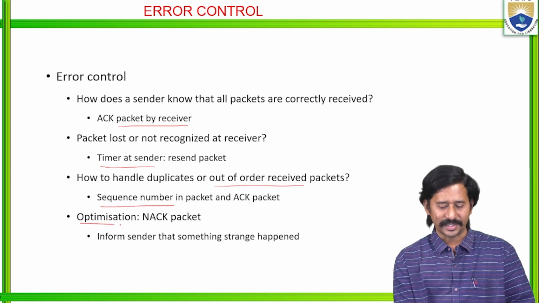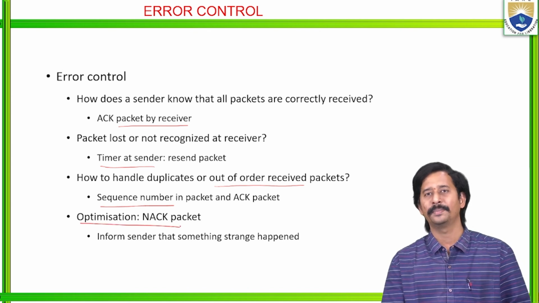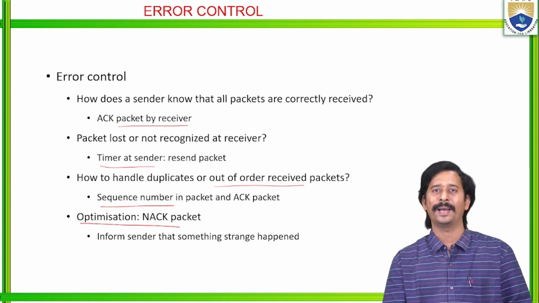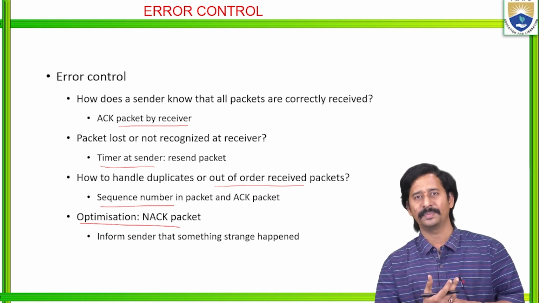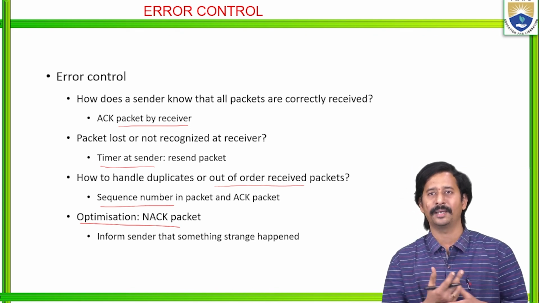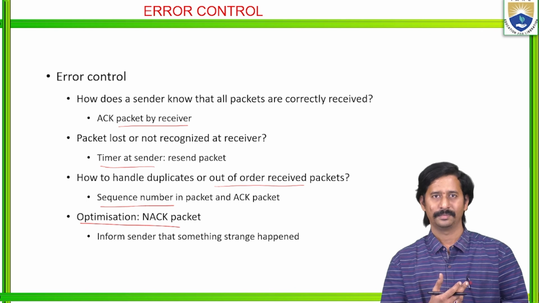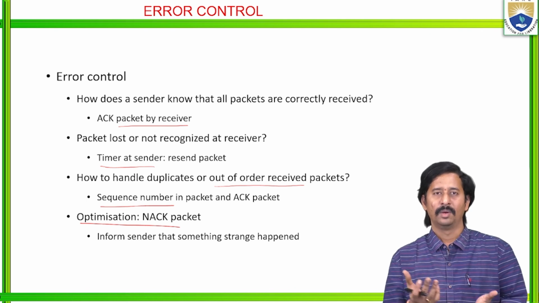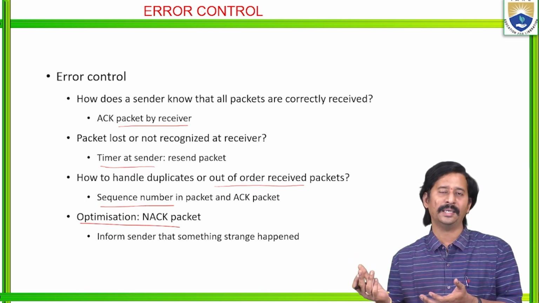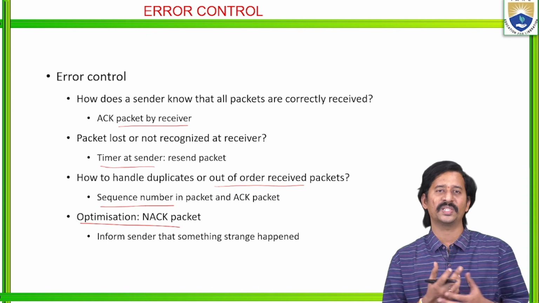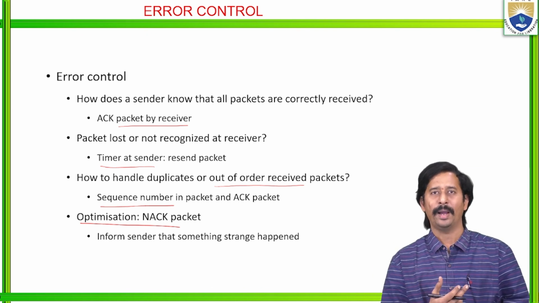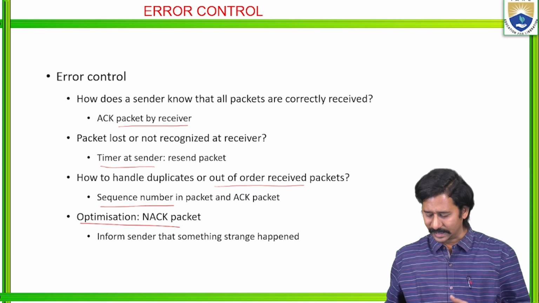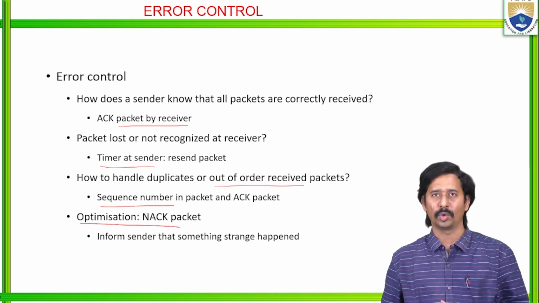Then optimization. Optimization is possible with a negative acknowledgement packet. Right? What is the purpose of a negative acknowledgement here? It informs the sender that something strange happened. That means, without receiving the data packet, how could the destination node transmit the acknowledgement? So there is a chance for a negative acknowledgement. So these are the various mechanisms for error control.